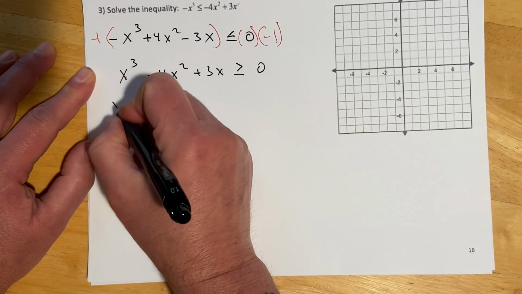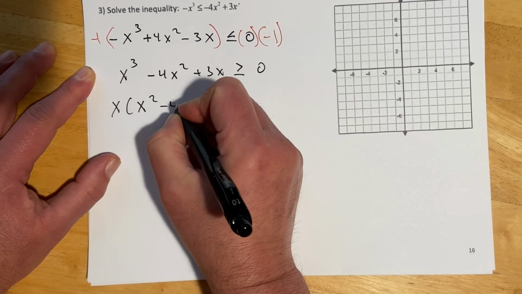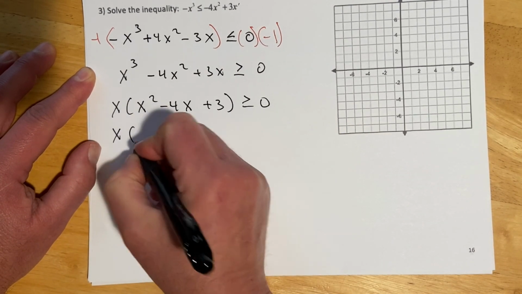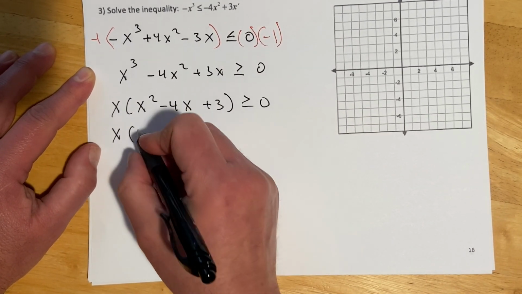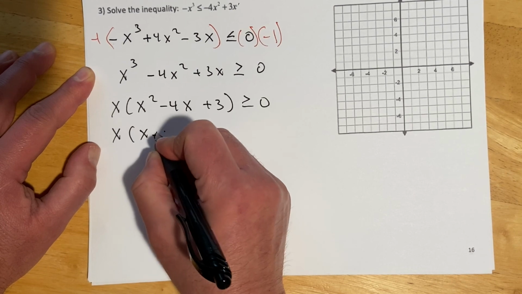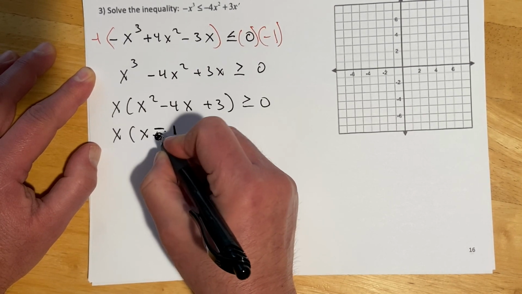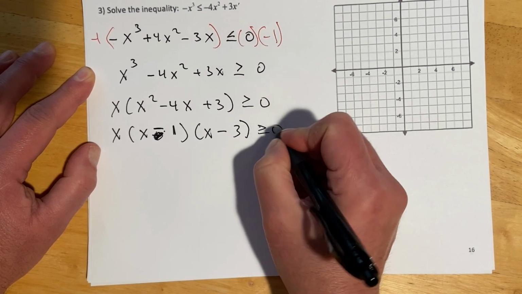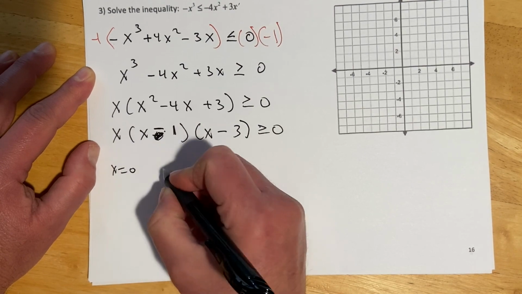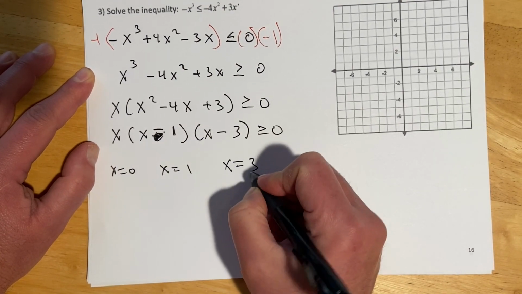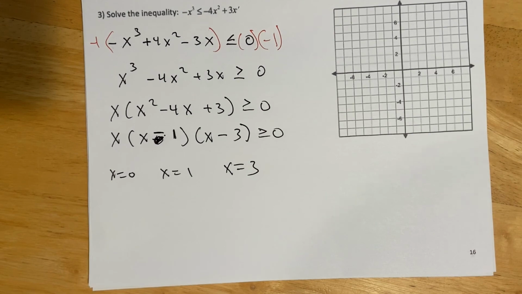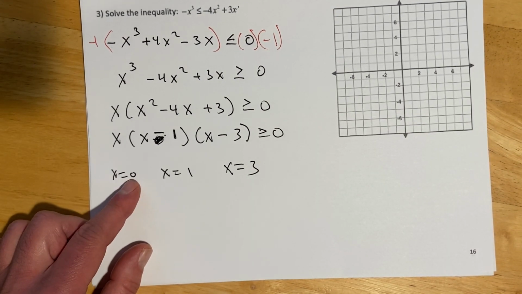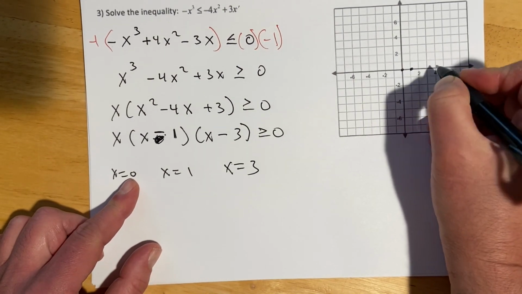Looking at that, I'm going to take an x out, and that's going to be x squared minus 4x plus 3 greater than or equal to 0. And then what multiplies to 3 adds to be negative 4 sounds like x minus 1, ignore the big blob, and then x minus 3. And so my zeros are at x equals 0, x equals 1, and x equals 3. And so for this, I want to have, let's see, here, here, and here.